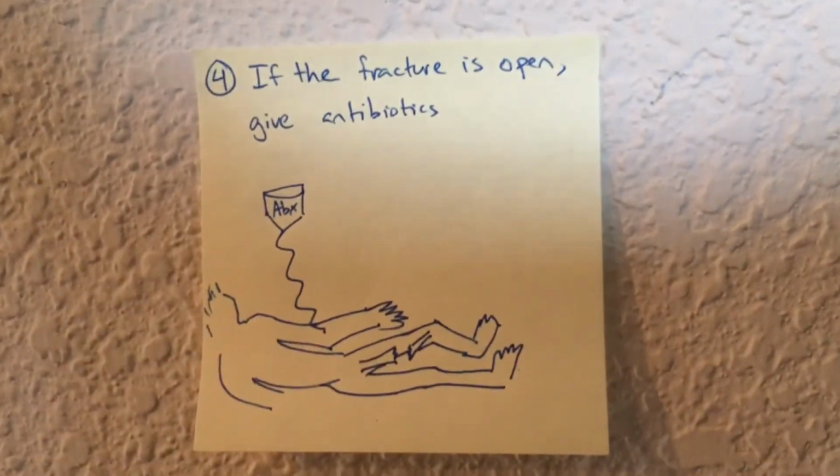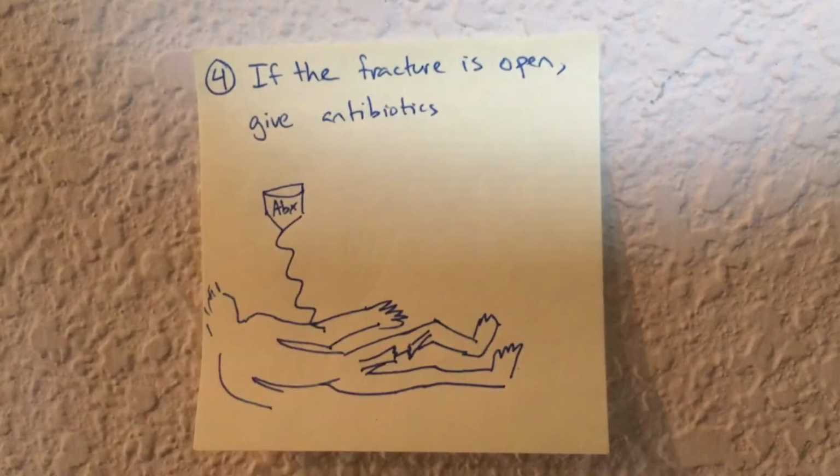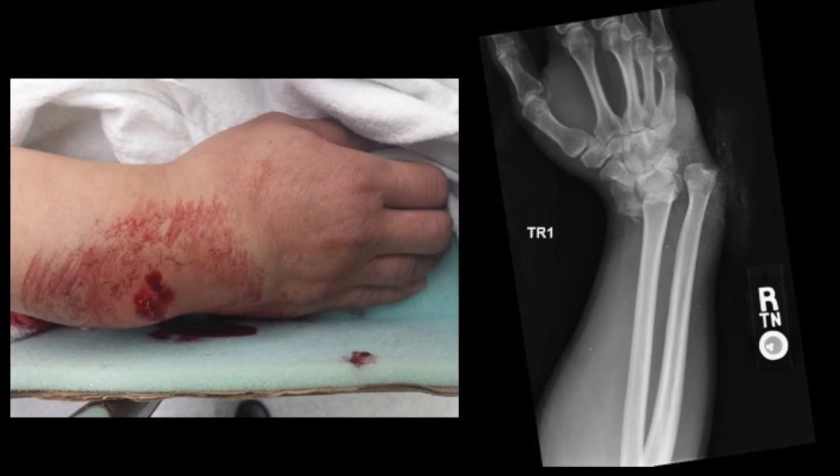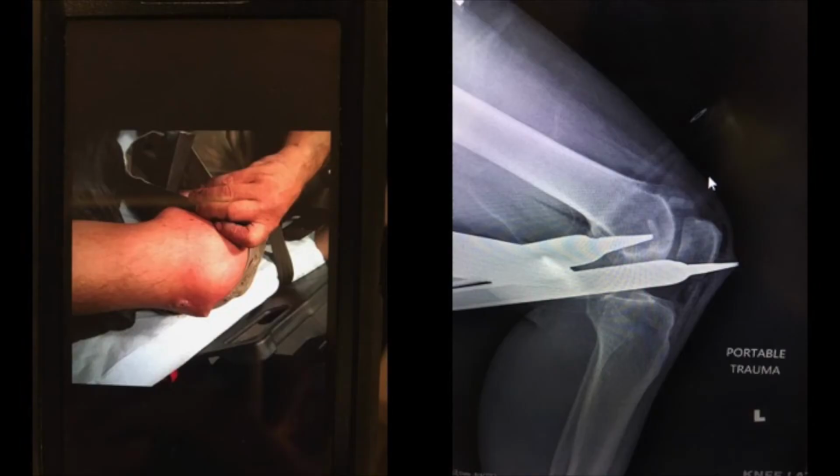Commandment 4, thou shalt give antibiotics and irrigate if the fracture is open. What kind of antibiotics depends very much on the kind of openness of the fracture. For a simple poke hole fracture such as this, you can get by with 1 to 2 grams of Ancef. For something a little bit more complicated, such as this poor gentleman's leg, you might want to give some broader spectrum antibiotics. Either cefazolin with some gram-negative coverage, such as gentamicin, or possibly ceftriaxone.